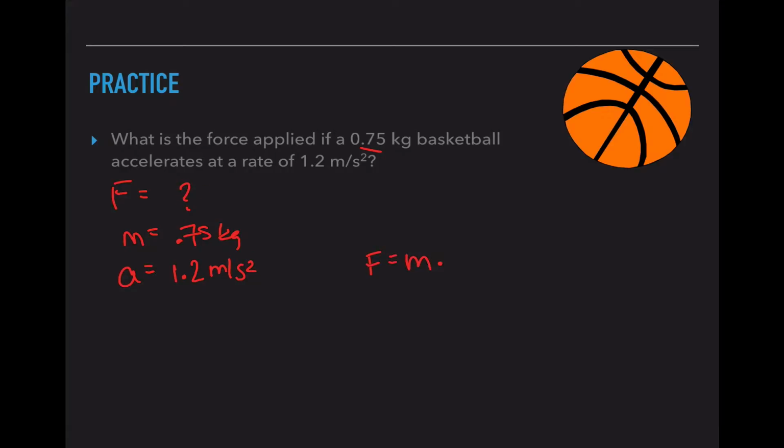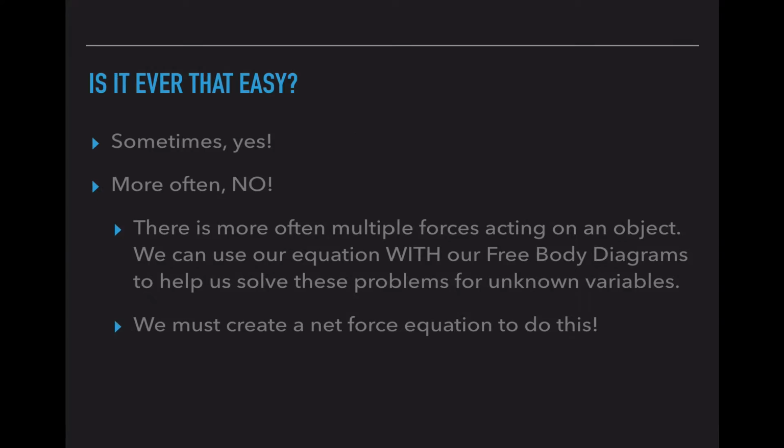So using our equation F equals ma, we plug in our known variables, 0.75 times 1.2, and the force required to move this is 0.9 newtons. So 0.9 newtons being added to this basketball allows it to accelerate at a rate of 1.2 meters per second squared. So is it ever that easy?